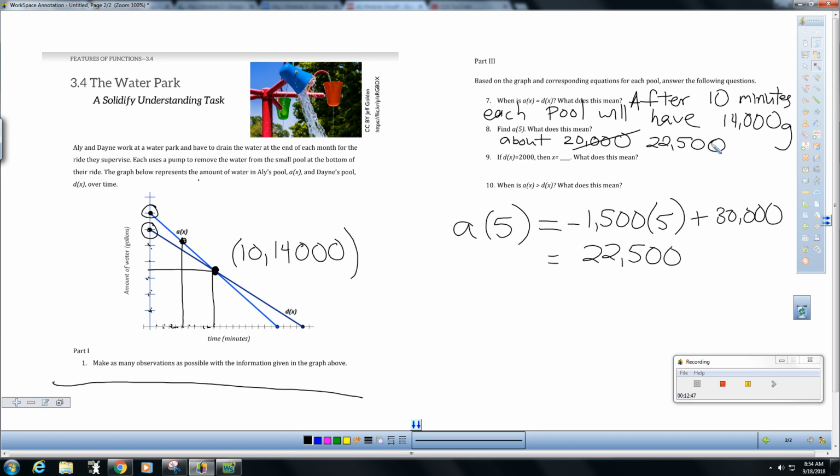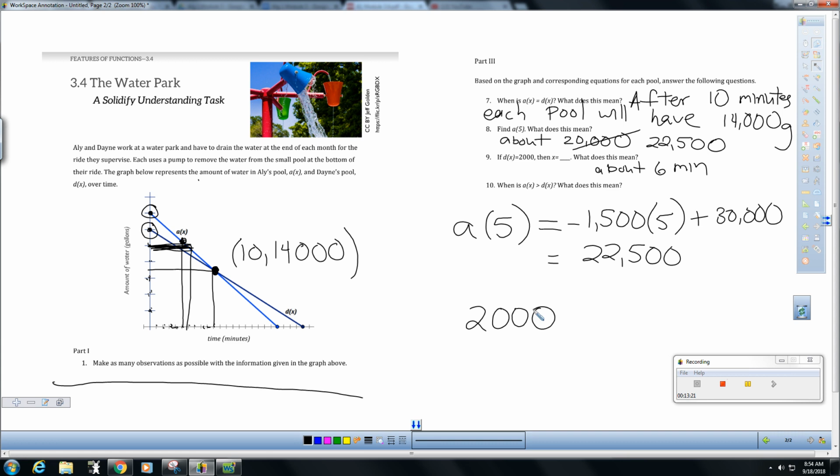If D of x equals 2,000, so let's forget about the graph, but let's just see, when does D of x equal 2,000? 4, 8, 12, 16, so it's right about here. I can't even draw a straight line on this thing. 1, 2, 3, 4, 5, 6. So about 6 minutes. Let's figure that out. So when does D of x equal 2,000?